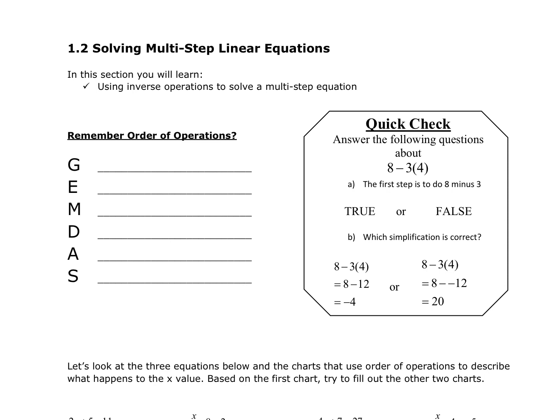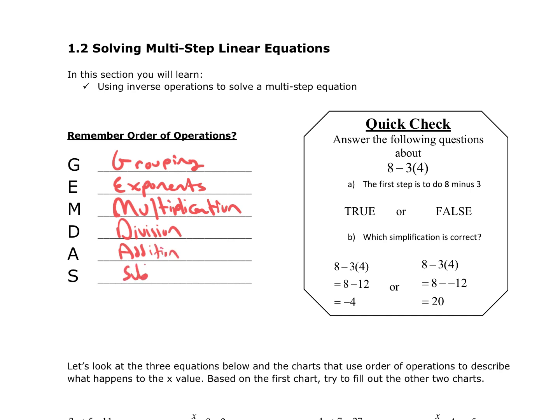The G, remember, stands for grouping. E is exponents. Then multiplication, division, addition, subtraction, and that's the proper order to do mathematical simplification.